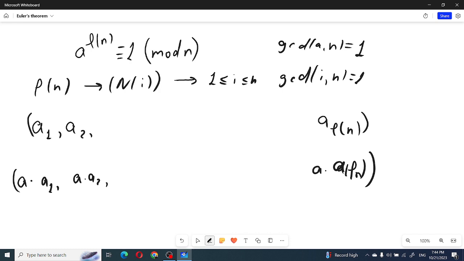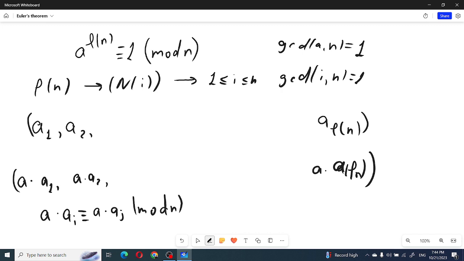It's clear that if a is coprime to n, all of these numbers, a times a1, a times a2, up to a times a phi n, must also be coprime to n. And now we will show that each of them will have a different remainder modulo n. So let's suppose that a times ai equals a times aj modulo n. This is a contradiction of our statement.